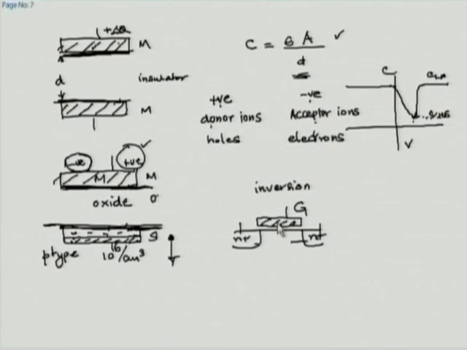However, once this voltage exceeds this voltage, which is called the turn on voltage, at this point the surface of this P type semiconductor will turn electron rich and therefore N type. And now I have a continuous path of N type, N plus, N, N plus, from one terminal to the other, and now current will flow.